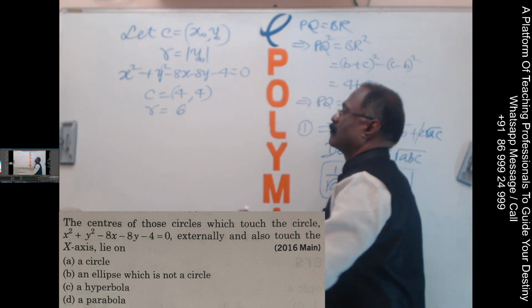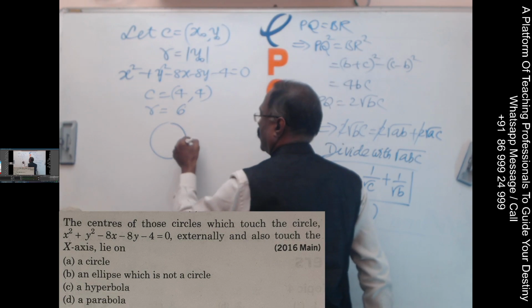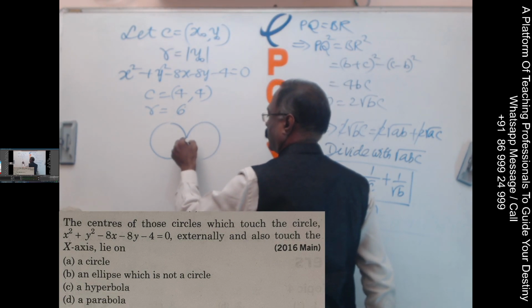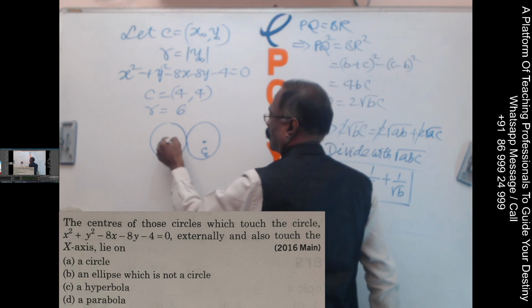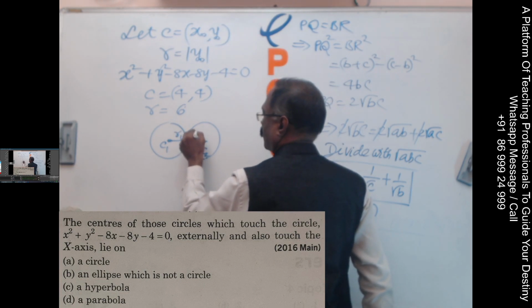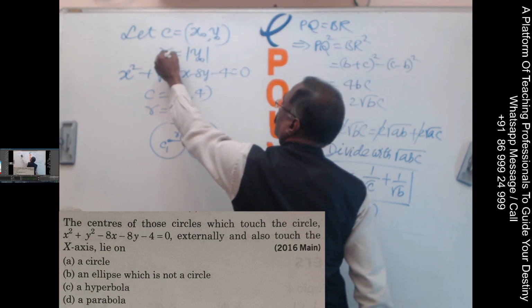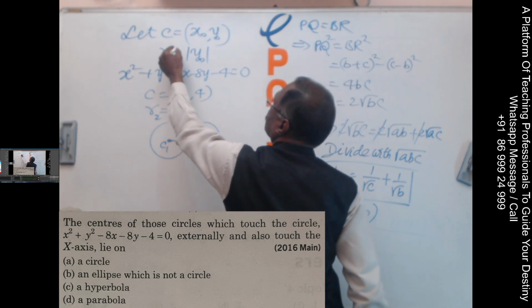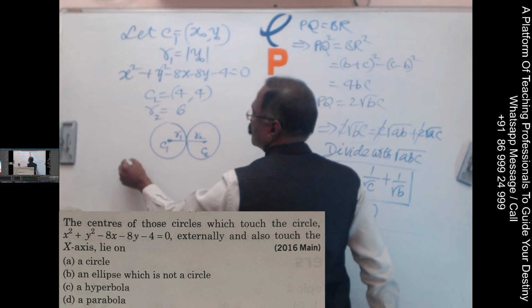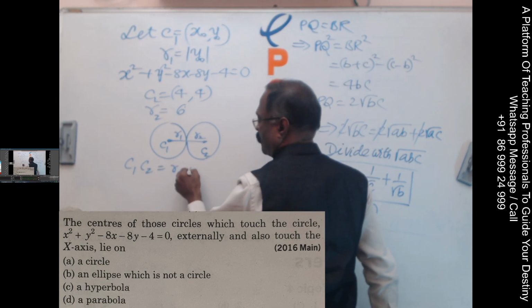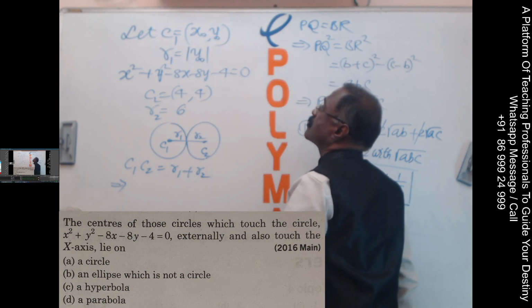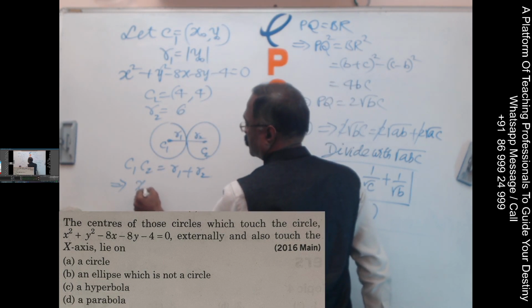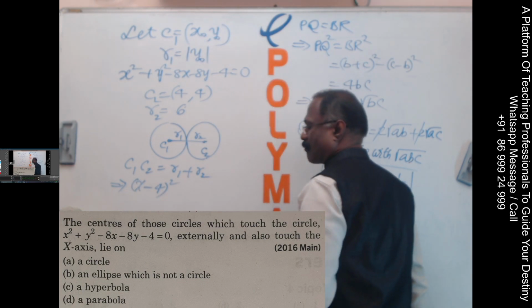Radius is 6. When the circle is touching externally, C1 C2 must be equal to R1 plus R2. This is R1, this is R2, this is C1, this is C2. C1 C2 is equal to R1 plus R2. What is C1 C2 here? Under root x naught minus 4 whole square. I can write directly x, I am removing x naught.